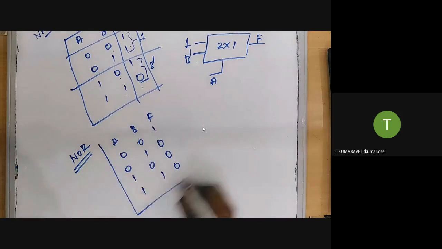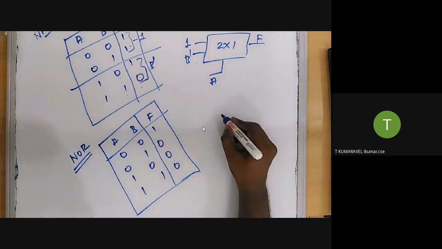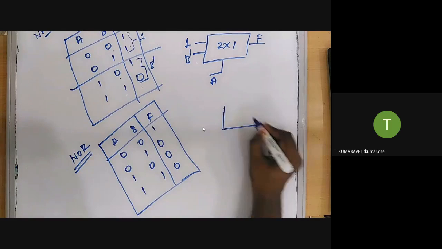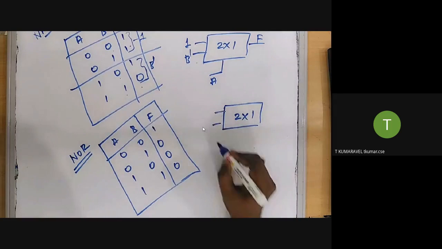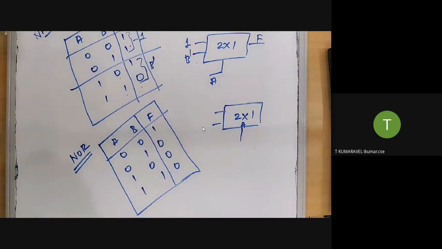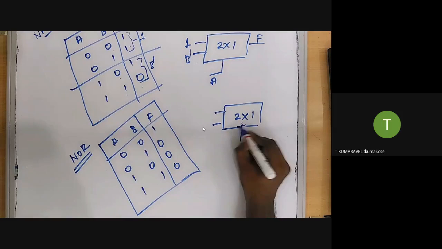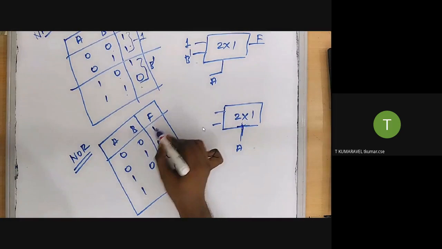Okay, this is a truth table of NOR gate. How do you implement that? I want to implement that functionality using a 2 by 1 multiplexer. Same story: one of the variables is acting as a control line. So A is acting as a control line, and B is acting as a data line. Now the output is mapped with B.